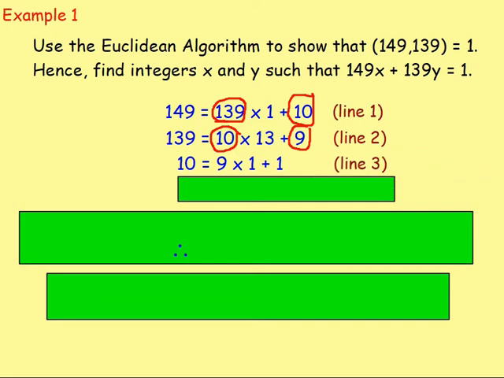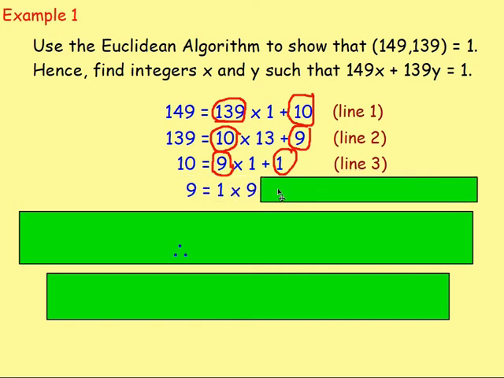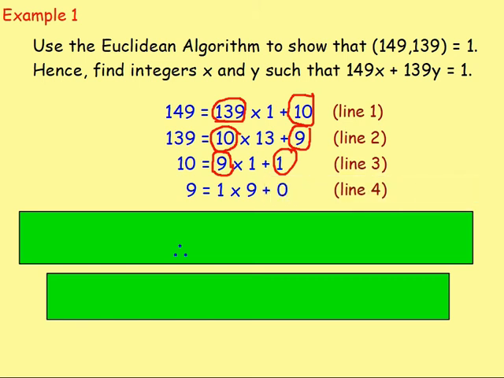We then take the 9 and we write that in terms of, again, the remainder. So we write that in terms of 1. So we'll have 9 would equal 1 times, and it's obviously 1 times 9. The remainder this time will be 0. Perfect. And because there is a remainder of 0, we stop.